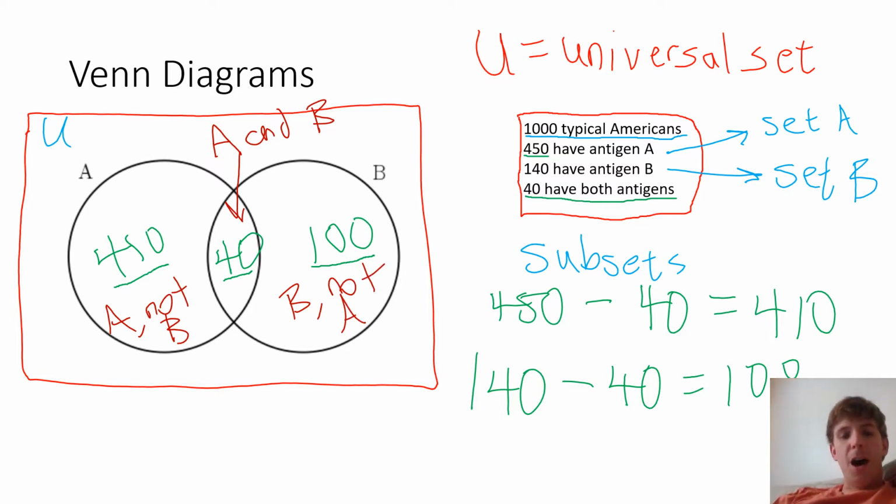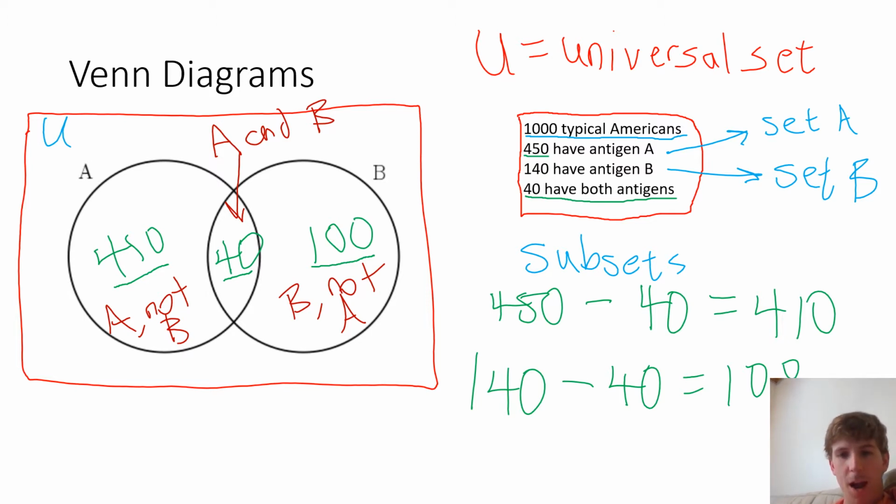In a typical Venn diagram, you'd be done. But for our usages, we also want to fill in this area that's outside the circles. That area outside the circles is going to represent the neither, the none of the above. So not A or B.